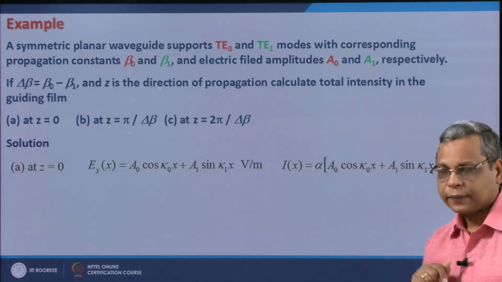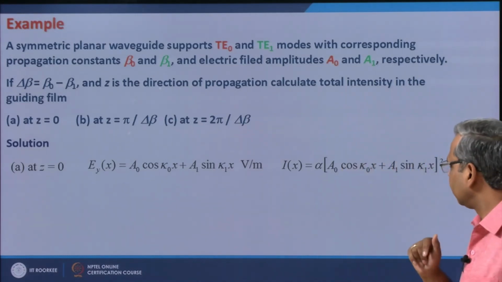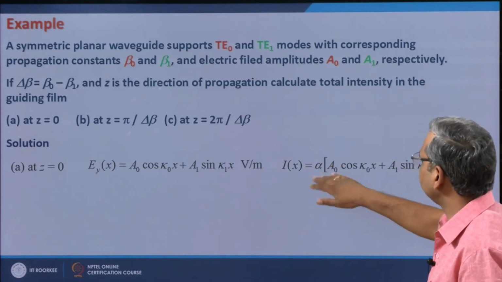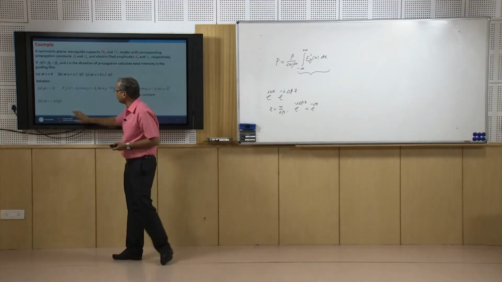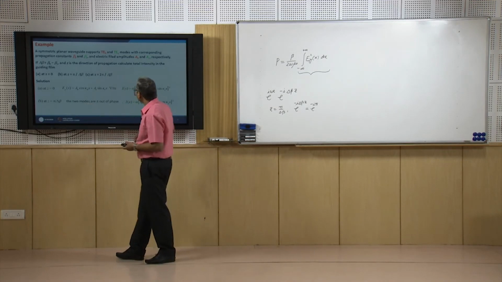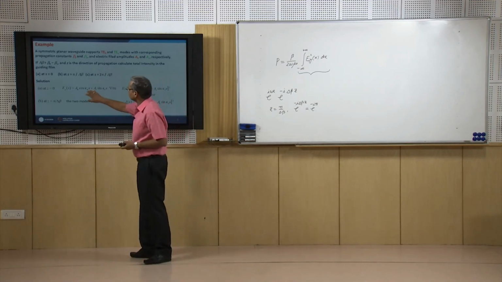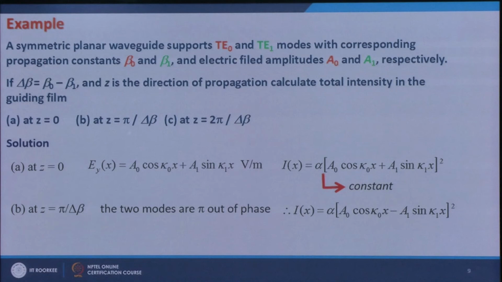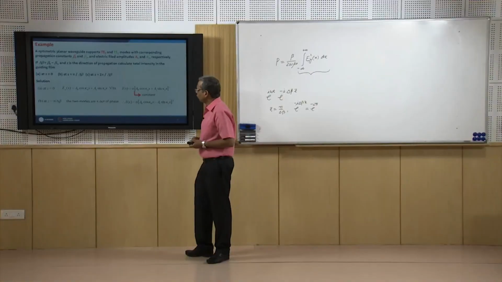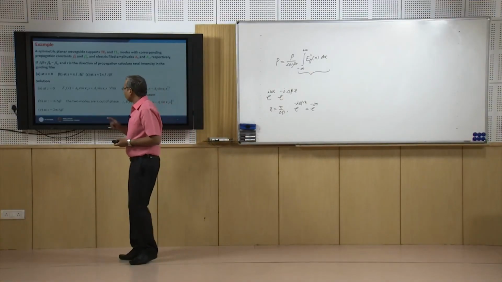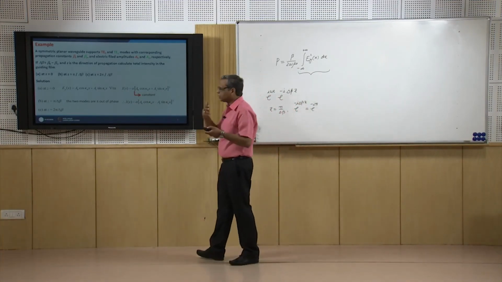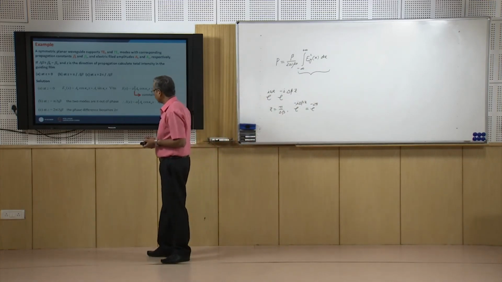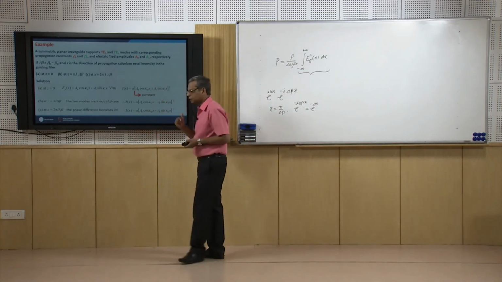The intensity is nothing but the field square. So, intensity would be some alpha times Ey square. This would be at z equal to 0, but at z equal to pi over delta beta, the total field would be this minus this, because they are pi out of phase. So, the intensity would be this much, while at z equal to 2 pi over delta beta, it would be 2 pi phase shifted. 2 pi phase shifted means there is no phase shift. So, your intensity would again be this.